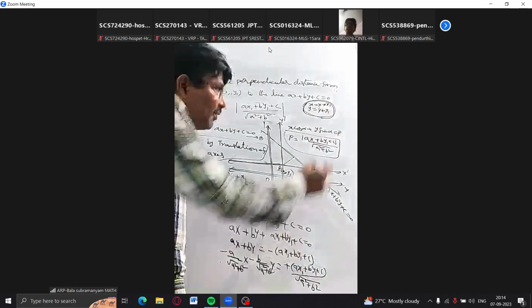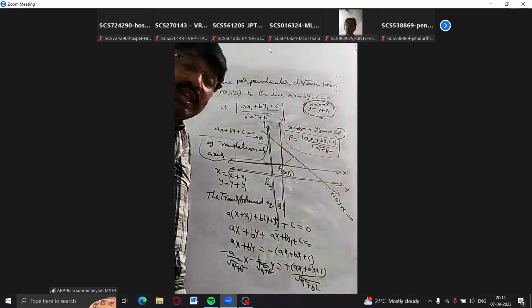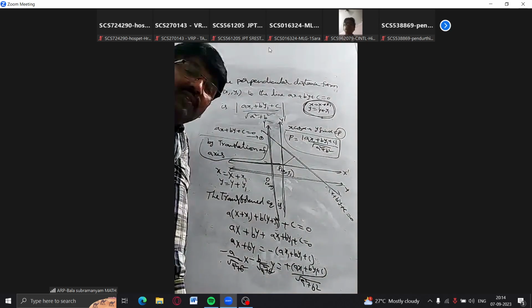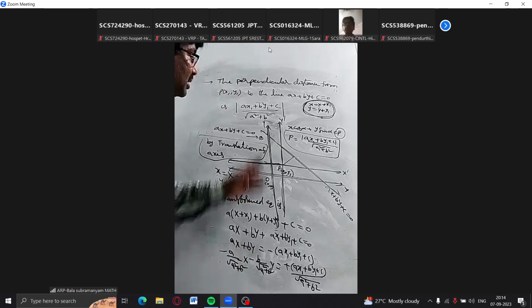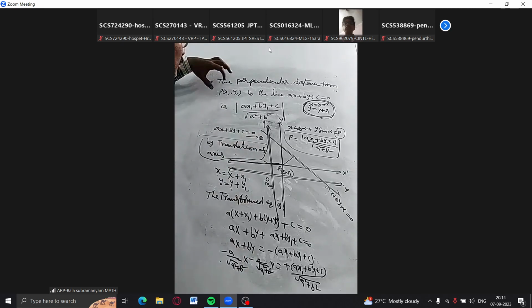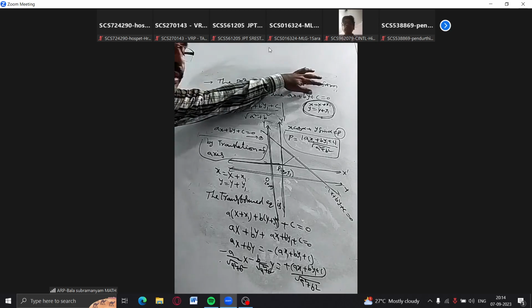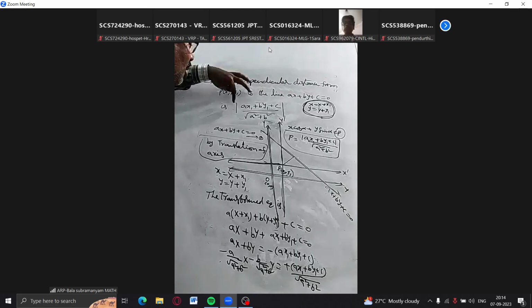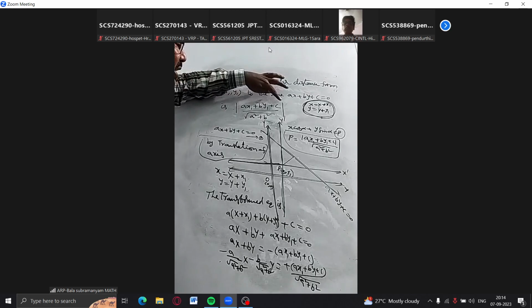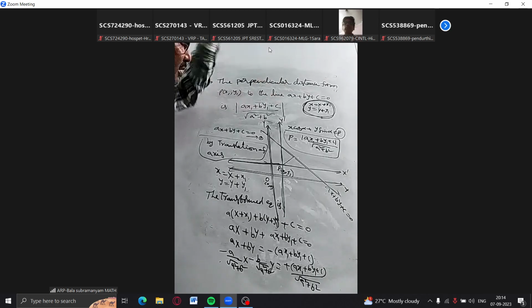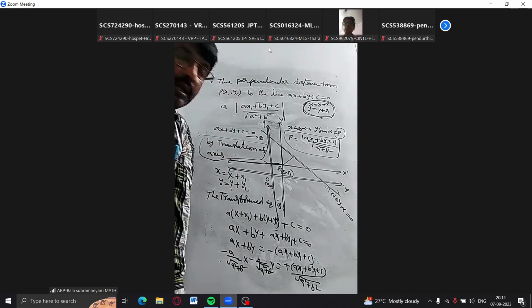Finally, the required p is the distance from the new origin to the line ax + by + c = 0. So, when a point other than the origin is given, the perpendicular distance from P(x1, y1) to ax + by + c = 0 is |ax1 + by1 + c|/√(a²+b²). Okay, is it clear?